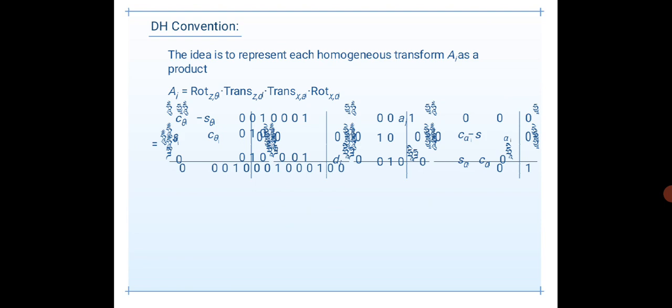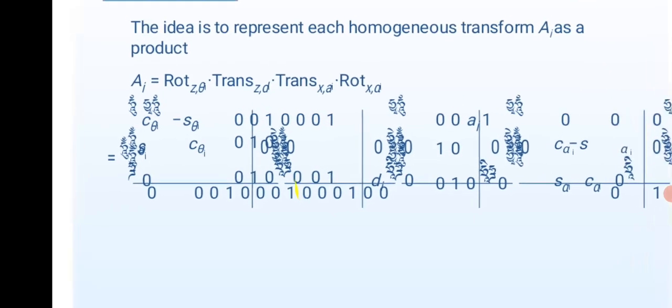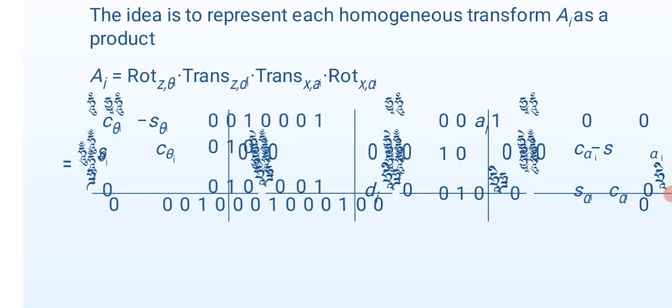The DH convention. The idea is to represent each homogeneous transform matrix, which is Ai, as a product. You could see here Ai is equal to a product where we involve two translations and two rotations. Rotation is a rotating aspect, whereas translation is a linear movement. That is rotation and linear movement.